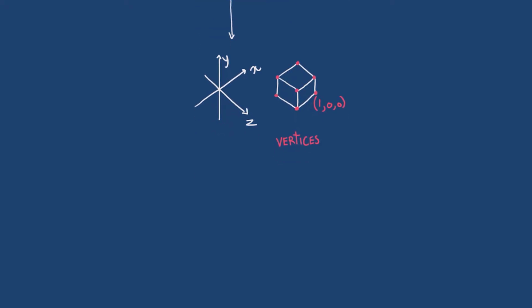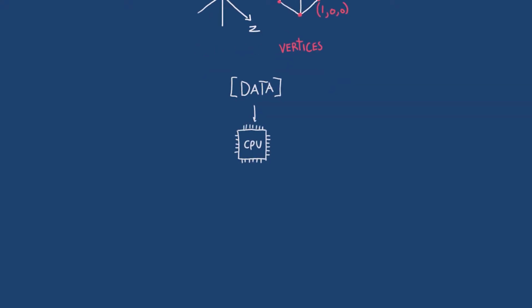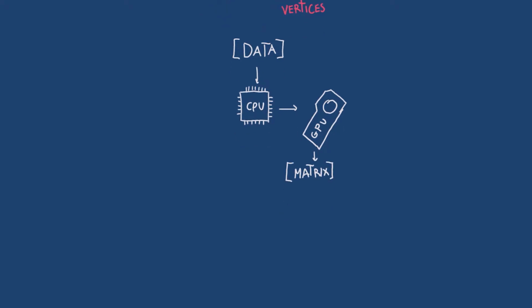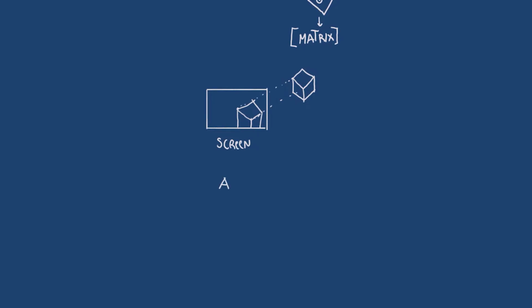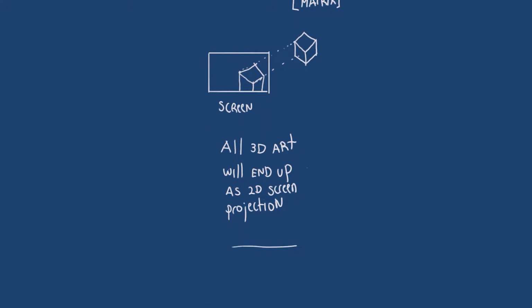All of these points are then bundled up by your software and sent from your CPU, the brain of your computer, into your GPU, your graphics processing unit, that does some matrix math and then will project that 3D virtual world into your 2D flat screen. All 3D digital art will just end up as a flat representation on your screen. That in return implies that the 2D fundamentals of art still apply in the 3D creation process.